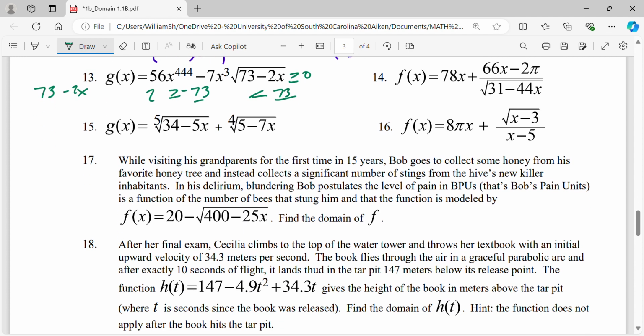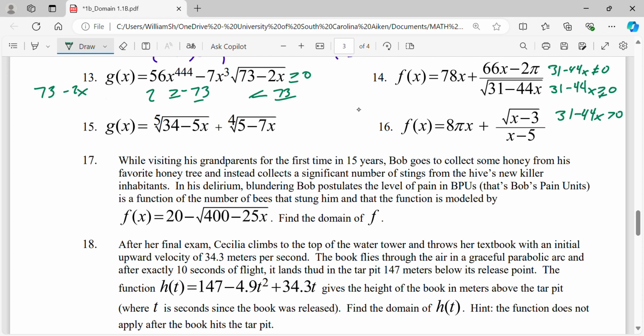Let's see. Number 14 is 78x plus 66x minus 2 pi divided by the square root of 31 minus 44x. We have two restrictions here. 31 minus 44x cannot be equal to 0 because it's in the denominator. And because it's underneath a radical as well, it has to be greater than or equal to 0, which means if we combine these restrictions, I got to get rid of that equal to part here, which means that 31 minus 44x has to be strictly greater than 0 in this particular domain.